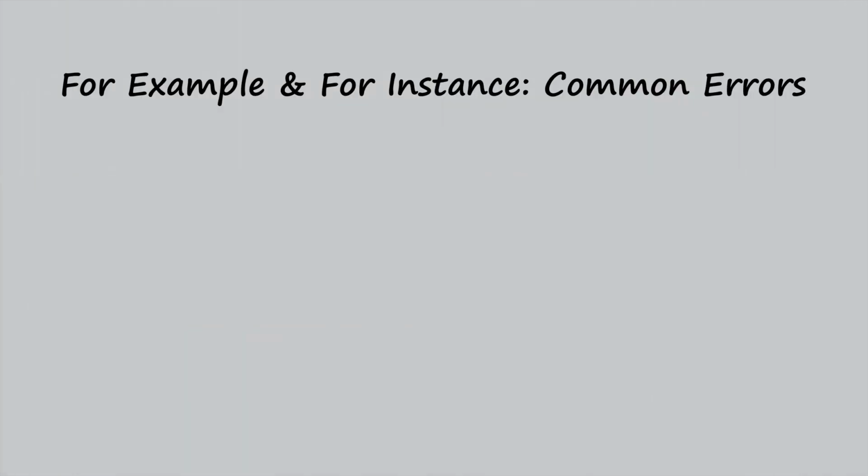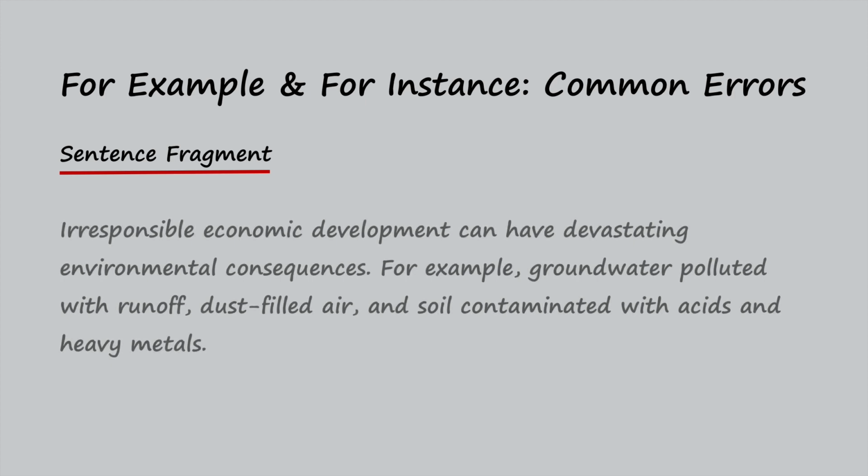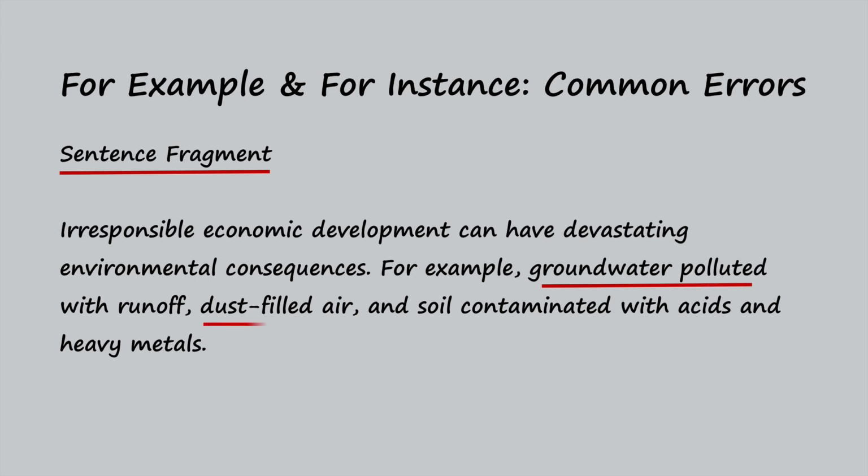The first common error is to use these words to introduce a sentence fragment, as in this example. Irresponsible economic development can have devastating environmental consequences. For example, groundwater polluted with runoff, dust-filled air, and soil contaminated with acids and heavy metals. In this fragment, each example is a noun phrase. There is no verb. That is why it is a fragment.